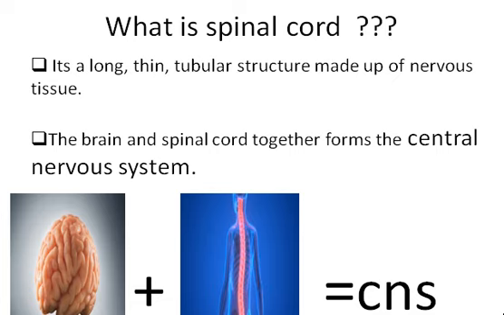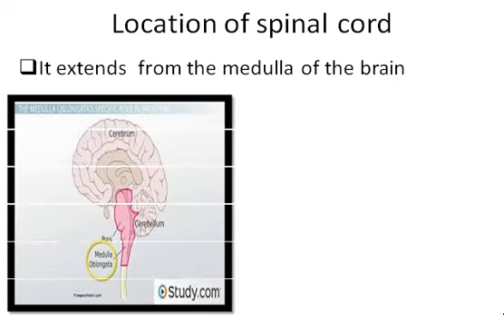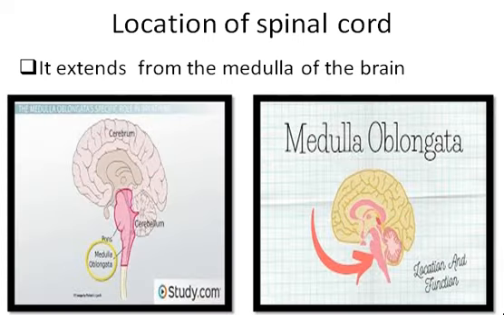So now let's learn something about the location of the spinal cord, but in phases. Now, the first point of the location is that it extends from the medulla of the brain. Medulla is the smallest part of the brain. In both these pictures, you can notice the medulla being pointed out.